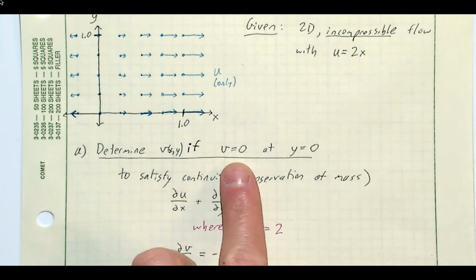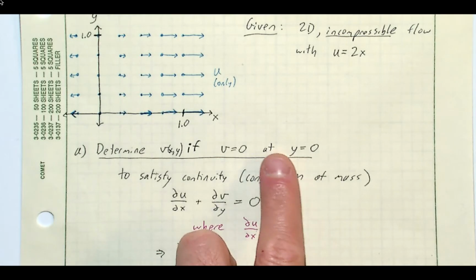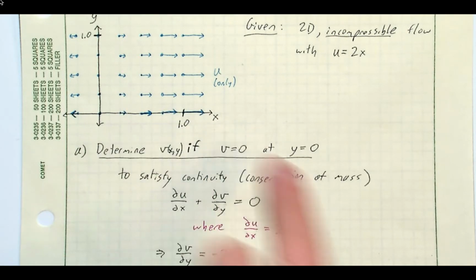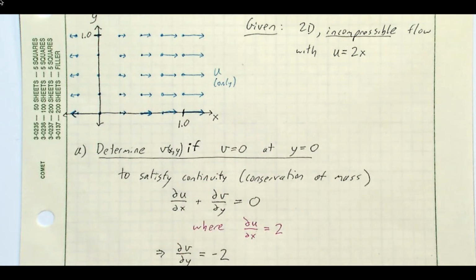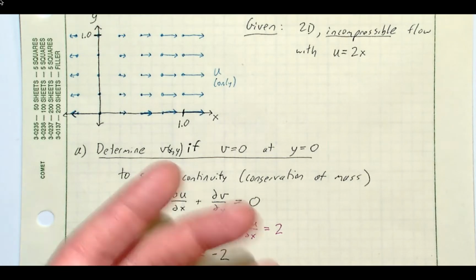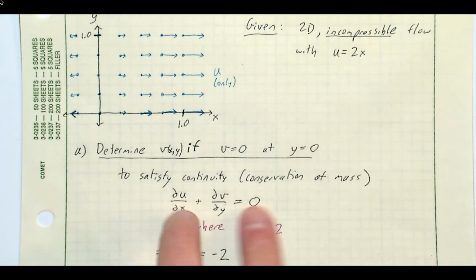We need to be given some kind of boundary condition. So the velocity v is 0 at y equals 0. So along the x-axis, we now have 0 vertical velocity. And you'll see we need this boundary condition because we're going to have a differential equation that we'll need to solve for an integration constant. So we need some sort of boundary condition to set that integration constant.